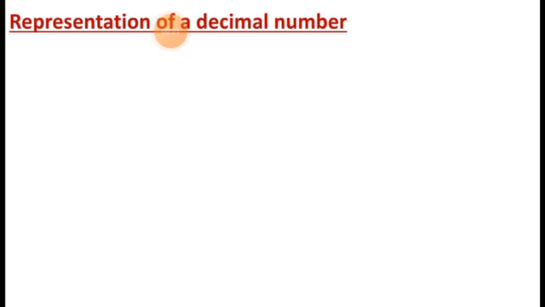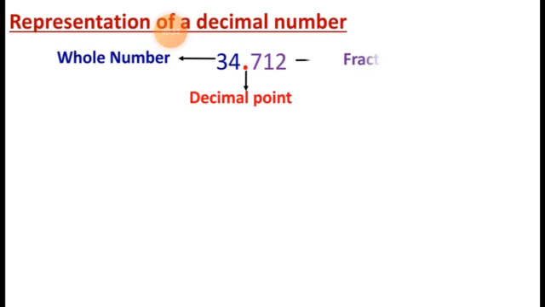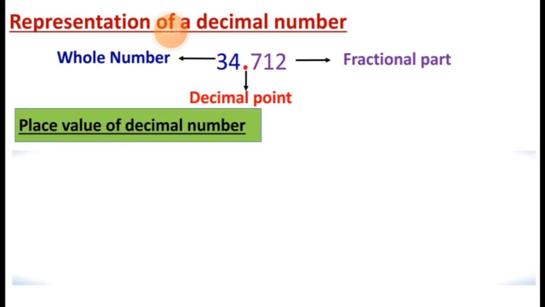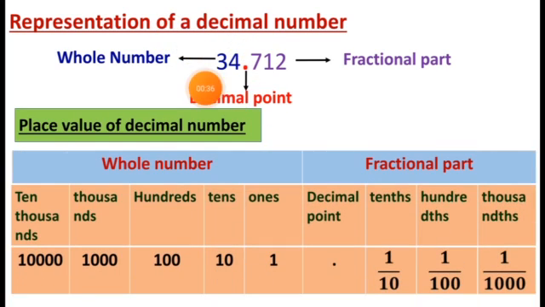So children, decimal numbers are those numbers which are represented using a decimal point along with the whole number and its fractional part. Basically, these decimal points are used to separate the whole number from its fractional part. Okay, now see here, when you talk about this number present on the screen, 34.712.